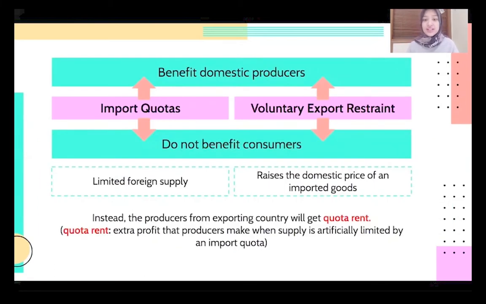Import quotas and voluntary export restraints result in limited foreign supply. They also result in raising of the domestic price of an imported good. Therefore, they benefit the domestic producers, yet they do not benefit the consumers. Producers from the exporting country will also benefit from quotas and voluntary export restraints because they will get quota rent, which is the extra profit producers make when supply is artificially limited by an import quota.